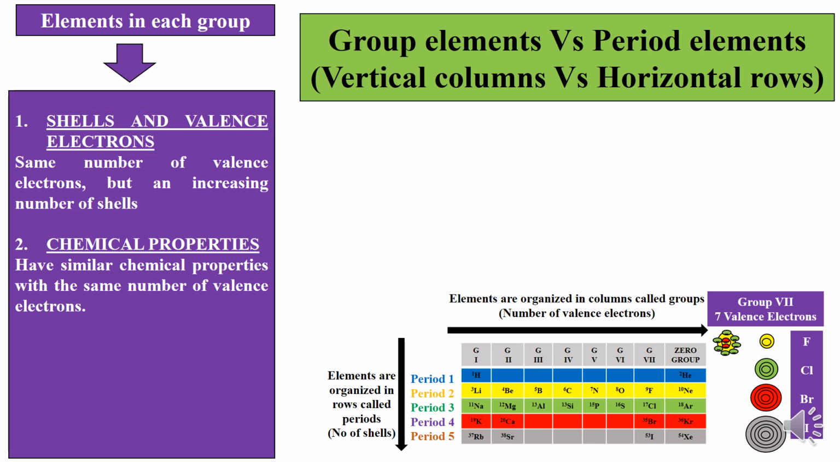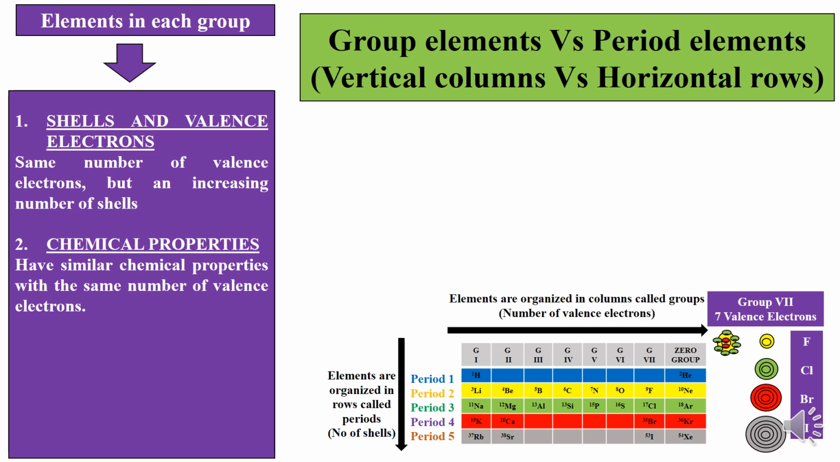Now what about the chemical properties? Elements in each group have similar chemical properties, or they have similar chemical behavior because they have the same number of valence electrons. Now once again, with respect to the group 7 elements, as halogens, they have the same chemical properties because they have only 7 valence electrons in their outermost shell. They have the same number of valence electrons.